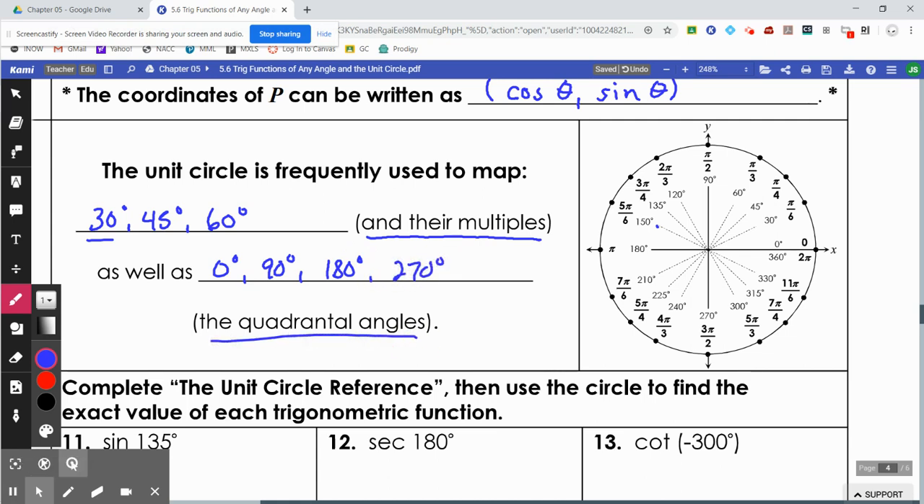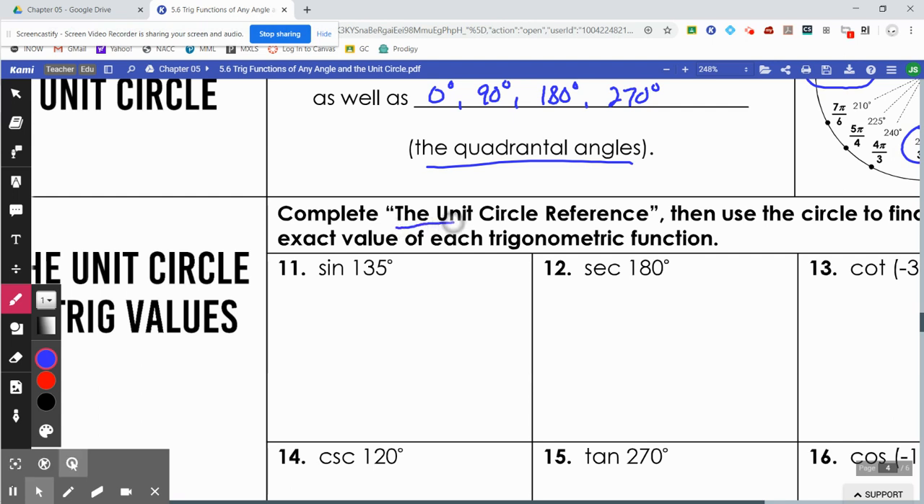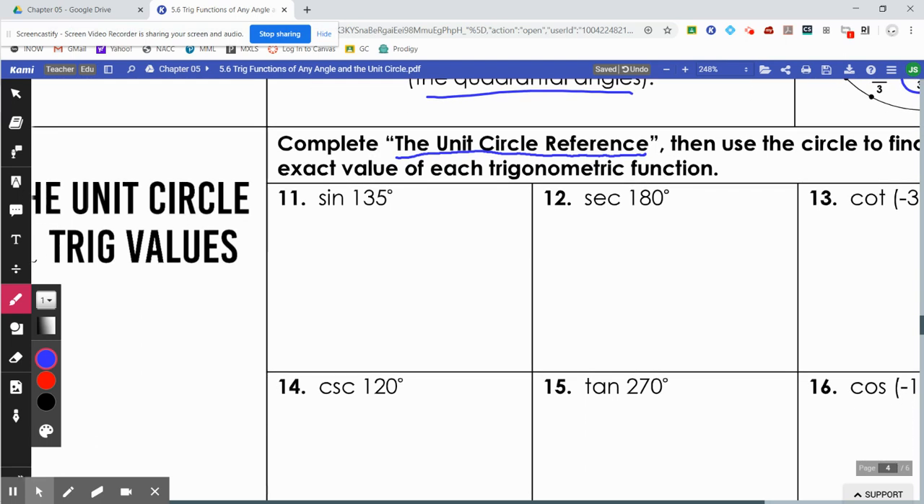So you see all those angle measures here, 0, 30, 45, 60, 90. You see them all drawn, 120, 135, and so on and so forth, all those multiples, as well as, like it says, all the quadrantal angles, which are located here. So the next part says complete the unit circle reference, and we're going to do that in a separate video. And you can flip over that video now if you'd like. But I'm going to go ahead and we've got that completed.